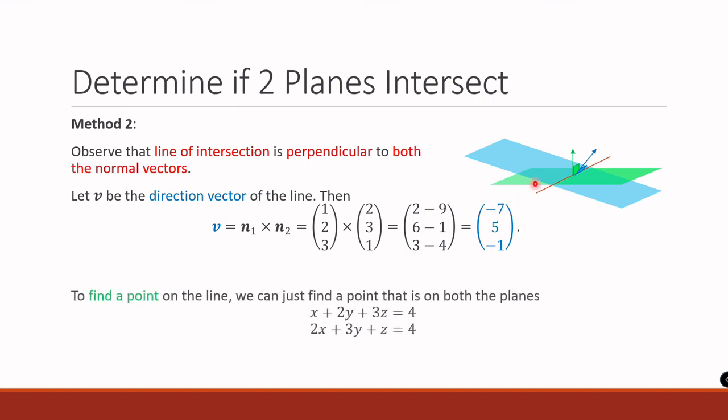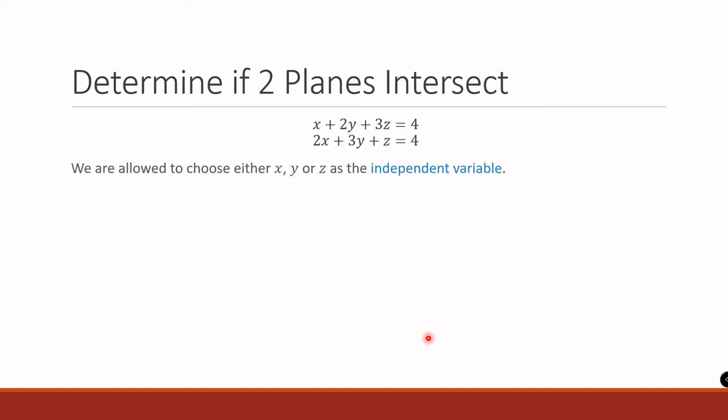Once you have the direction, because for the equation of a line I still need a point on the line, right? So how to find the point? We have to make use of the equations of the two planes again, like this. I want to solve the simultaneous equations, but again, 3 unknowns, 2 equations, it's not easy to solve. But since we are just interested in finding one point, we are allowed to choose one of them as the independent variable. Because with 2 equations, you can have 2 unknowns and solve for their values.